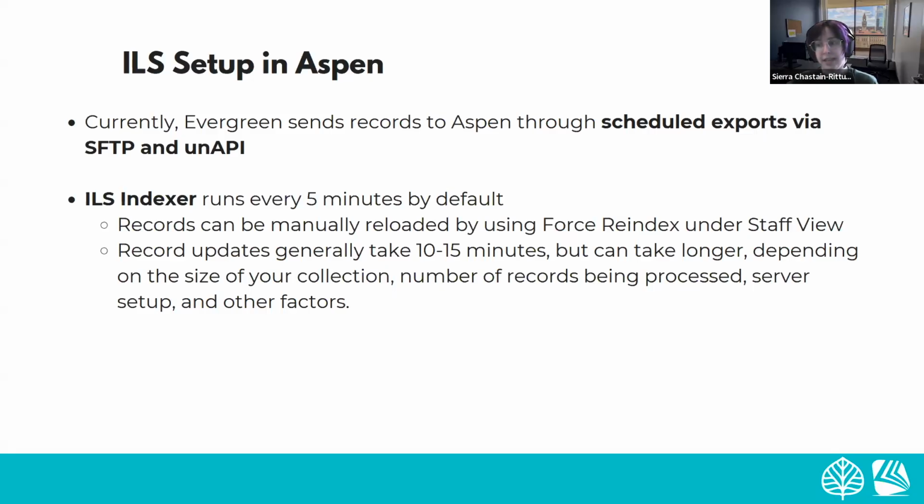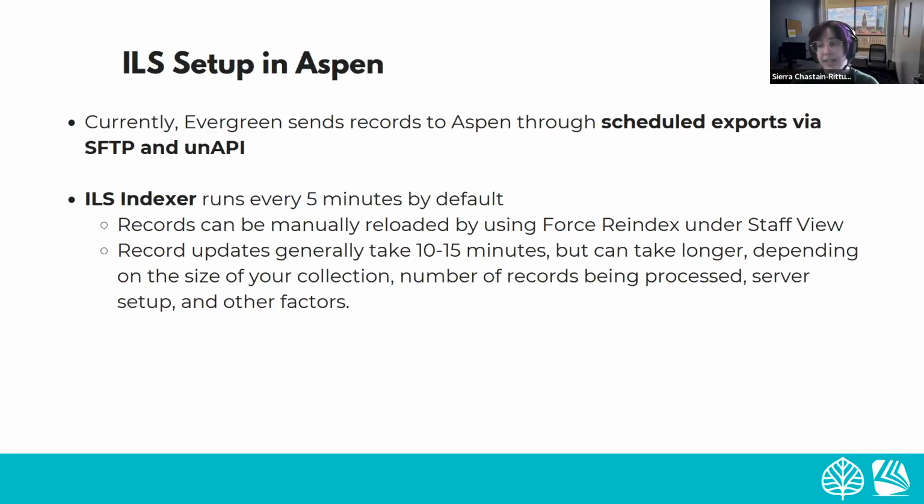With this indexer, it's running every 5 minutes by default, but you can still use Force Index to manually update those records, and that's going to be under staff view. So we have staff view set up on all of our records to just display automatically. It's a closed panel, but because of that, I or any other network staff who need to can force reindex records as needed. Generally, the record updates will take between 10 to 15 minutes through this process. Since it is through file transfer versus an API connection, it will take a little longer.